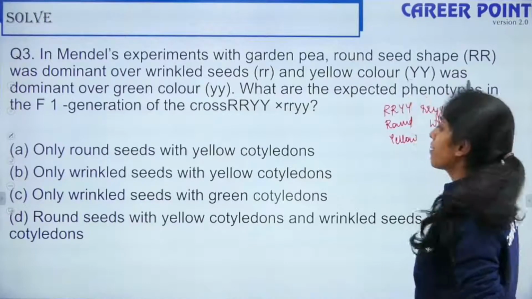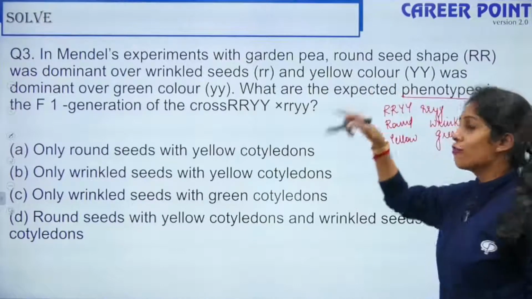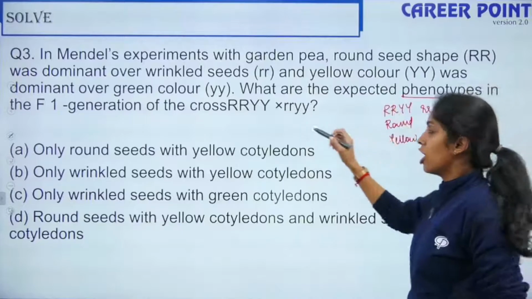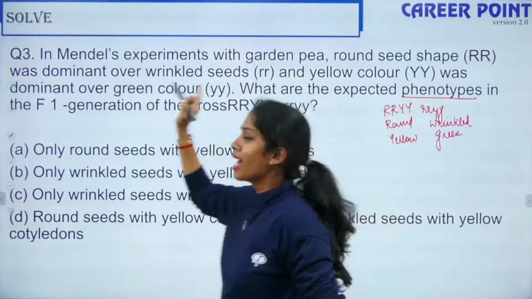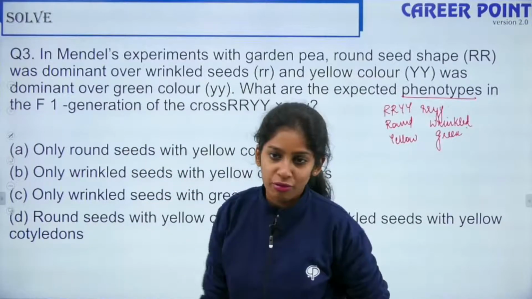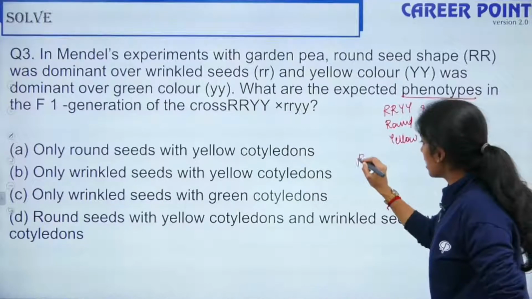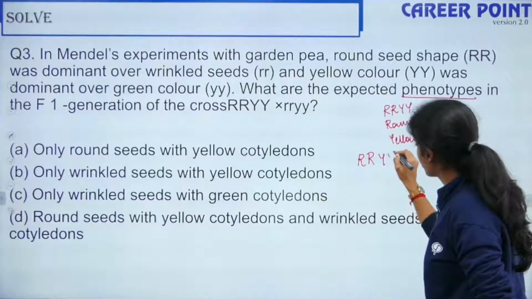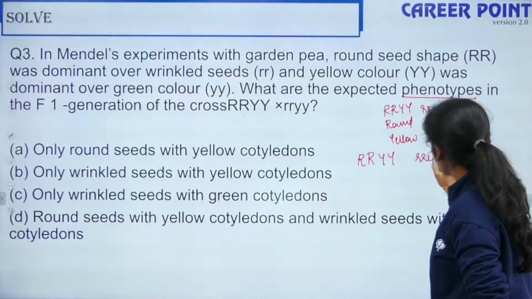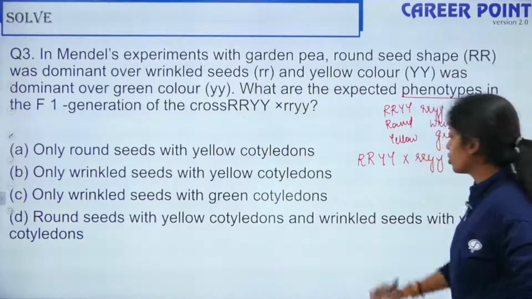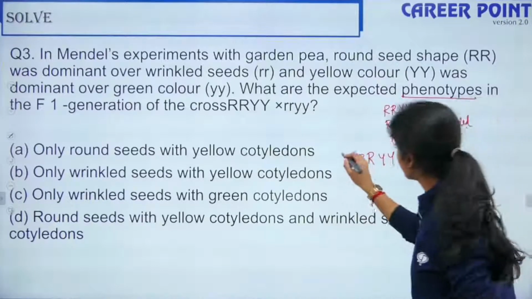What are the expected phenotypes in the F1 generation of the cross? The cross is given, so in the F1 generation, what will be the phenotype? Let's do it. I have the parents. Let me rewrite them again. These are my parents. Now how do I choose the gametes?